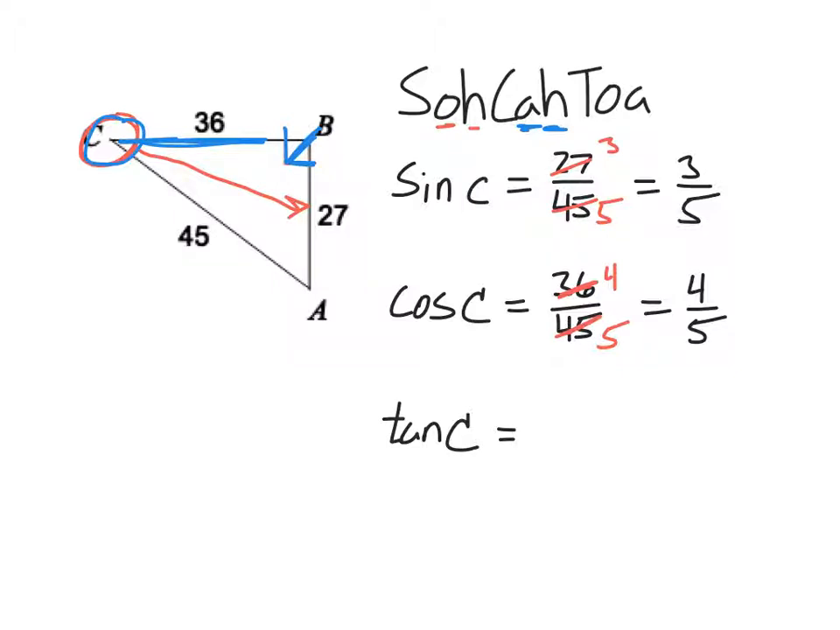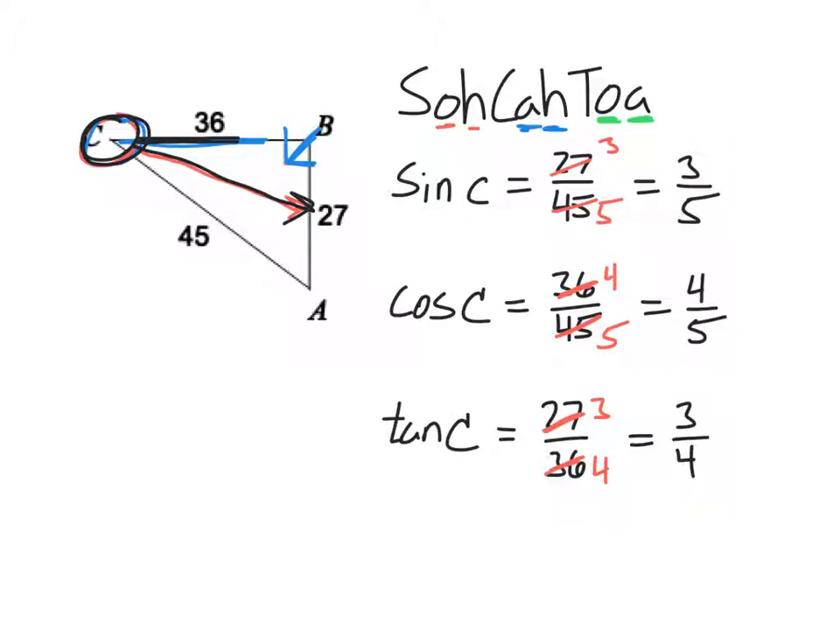All right, lastly is the tangent. And tangent is opposite over adjacent. And so again, looking at angle C, the opposite side is 27. The adjacent side is 36. And again, 9 goes into both of those. 9 goes into 27 3 times. 9 goes into 36 4 times. And so the tangent of angle C is 3/4.